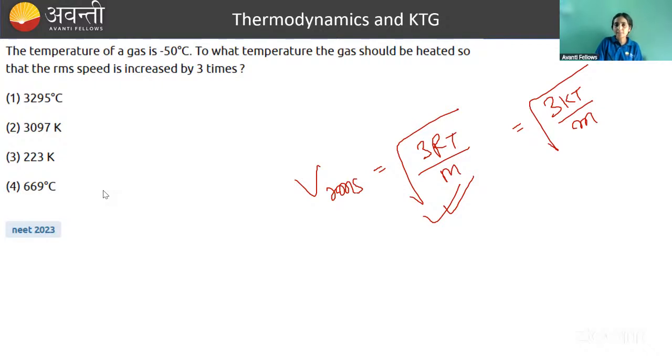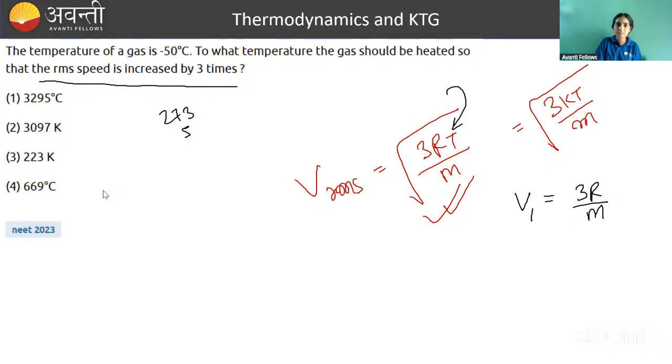So the temperature of gas is minus 50 degrees centigrade. To what temperature gas should be heated so that RMS speed is increased by 3 times. So let's say RMS speed initially is V1. V1 will be equal to root of 3R by M into T. Temperature is minus 50 degrees centigrade. I always told you that temperature has to be written in Kelvin. So write it in Kelvin: 273 plus minus 50 degree, that is 50 degree minus. So how much value are you going to get? That will give you 223 Kelvin.